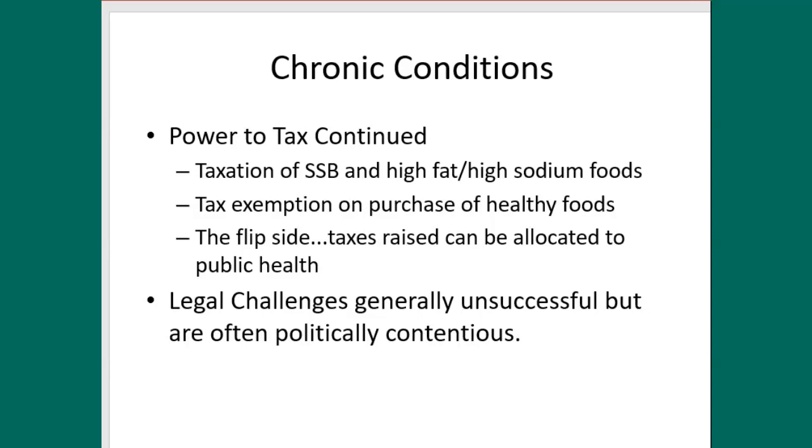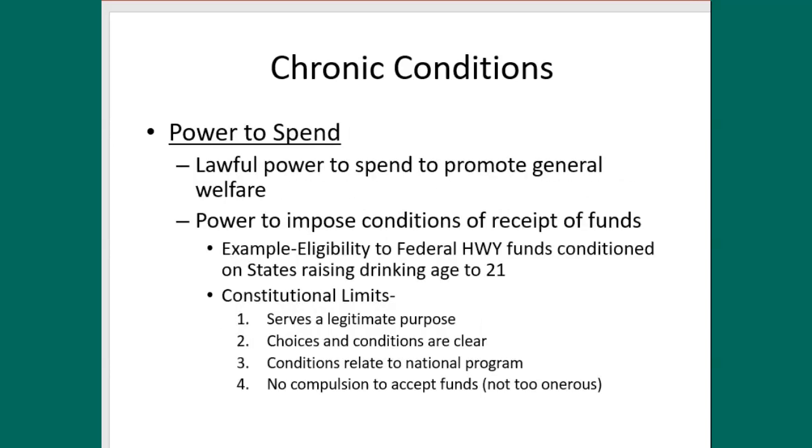is another example of that, using the power to tax, this time at the state and local level, to discourage the use of those products and to encourage instead people to opt for more healthy food choices. Instead of taxing a food they don't want you to eat, they can sometimes give a tax exemption or a tax break of some kind on the purchase of healthy foods.